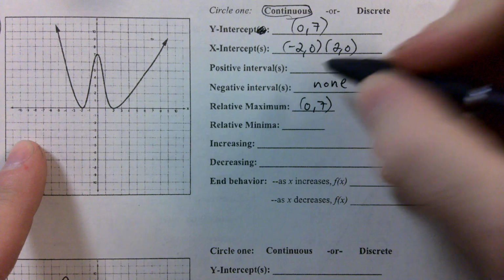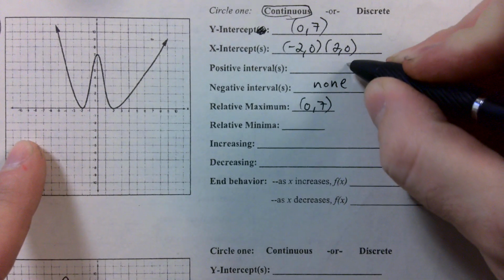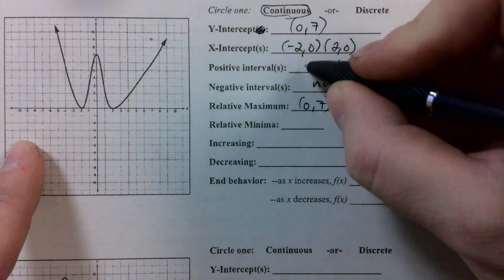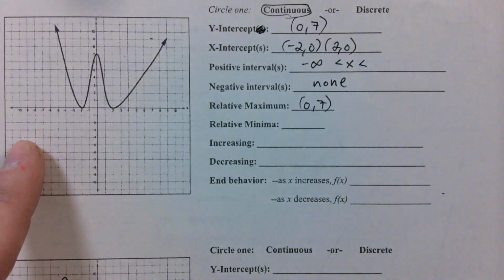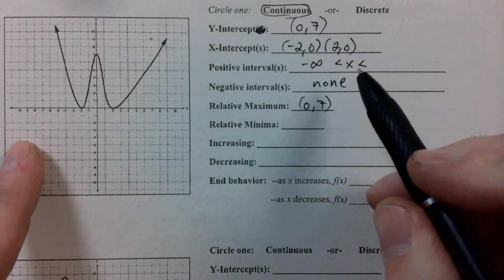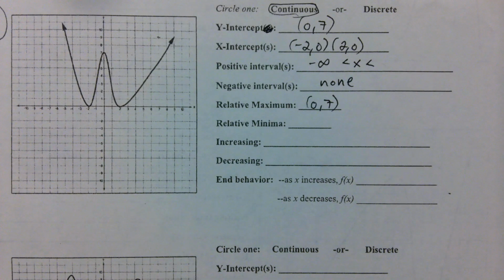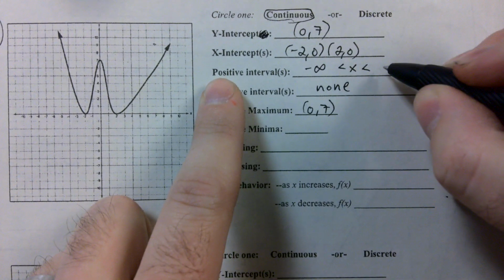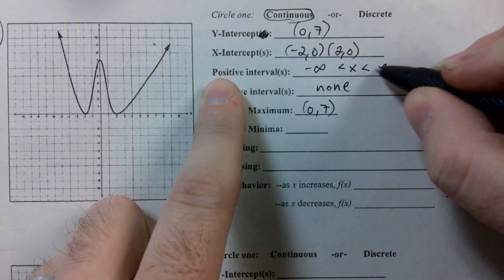If I was going to write it, I could say x is less than negative 2, but, wait. Is it ever going to be negative? No. So it's infinitely going to be positive, right? So my positive interval is anywhere greater than negative infinity and positive.